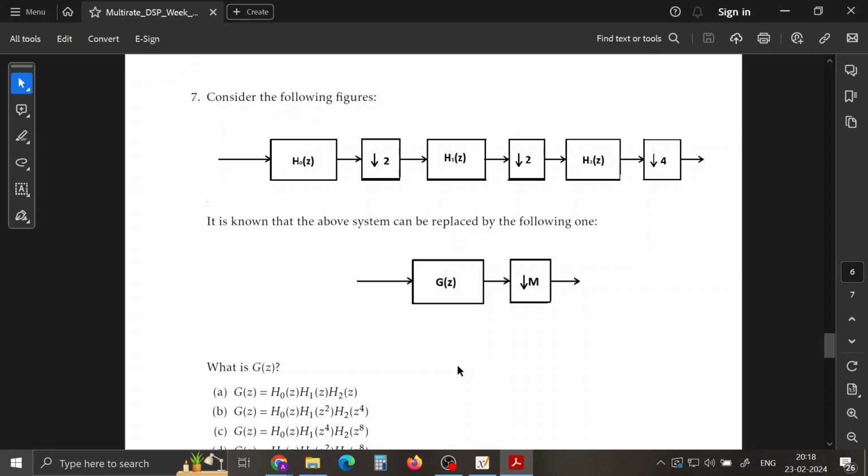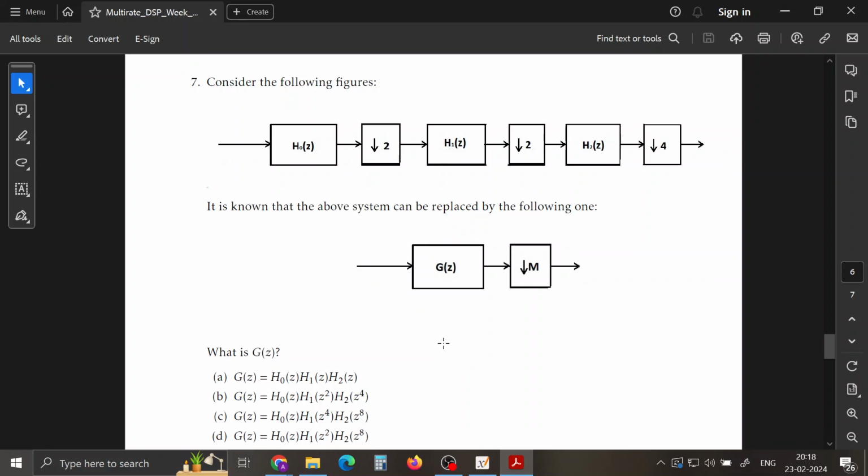So if that is the case, then you are asked to find what is G of z, this single effective filter which is doing the same job as all the rest of the filters on the figure on the top. And we have seen these kinds of problems. In fact, in our last session also we have discussed a similar problem.